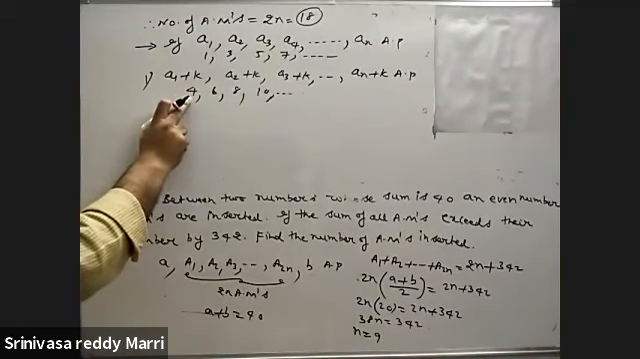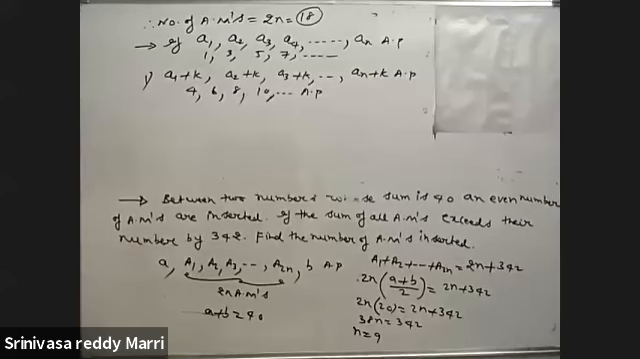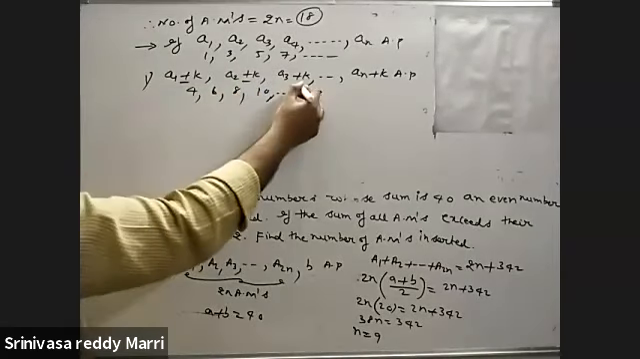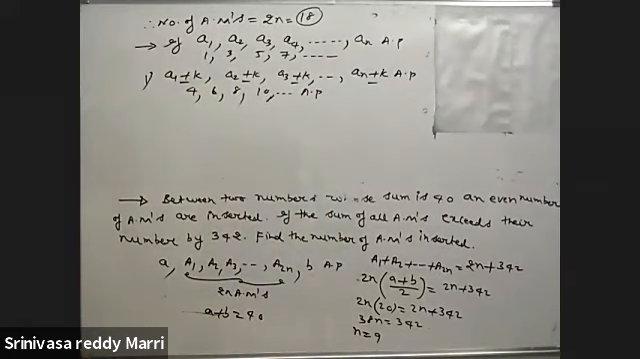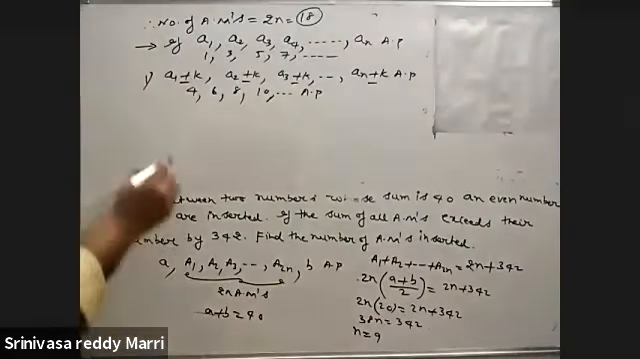6 minus 4 is what? 2. 8 minus 6 is what? 2. These are also AP. Similarly, if we subtract a number from the numbers, then they will also form an AP. That means if we add a constant to all the numbers or delete a constant from all the numbers, then the resulting numbers will also form an AP. That is the first property.